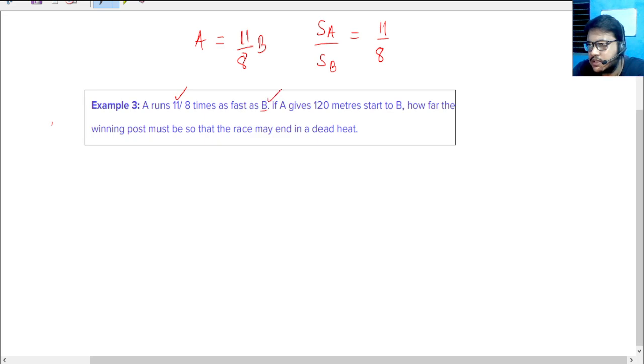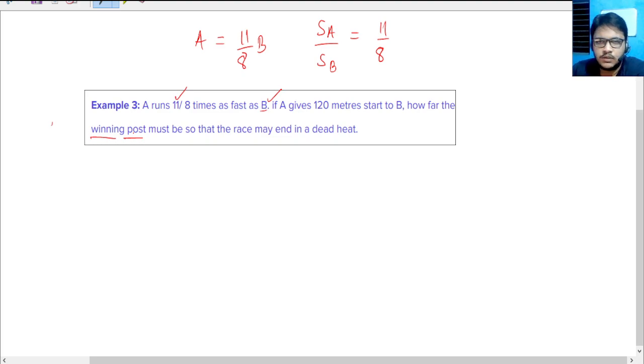Now the question says, if A gives 120 meters start to B, how far winning post must be? Okay, so this is one of those questions. How far the winning post must be so that the race may end in a dead heat.